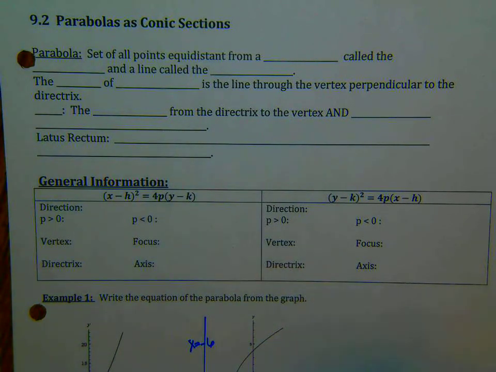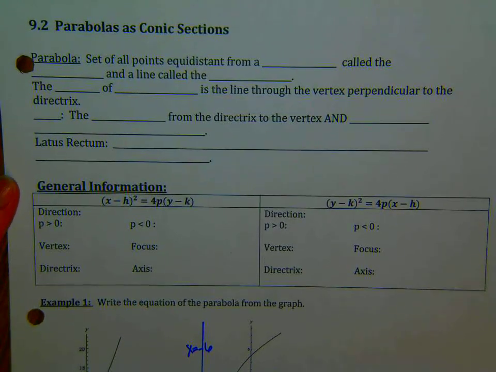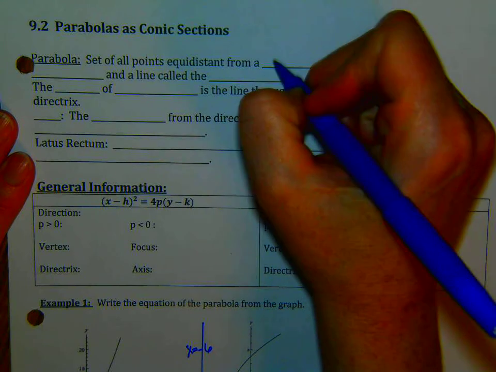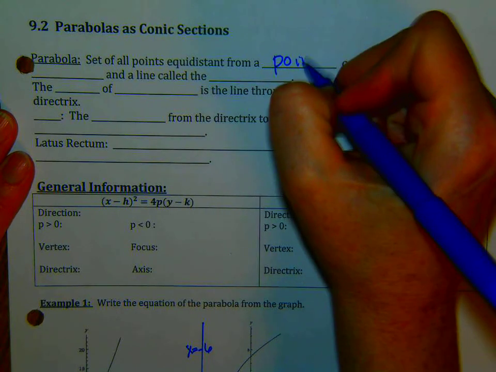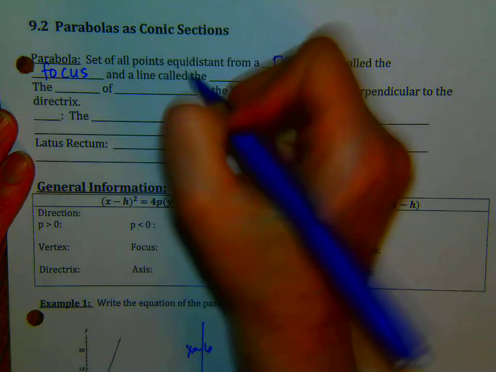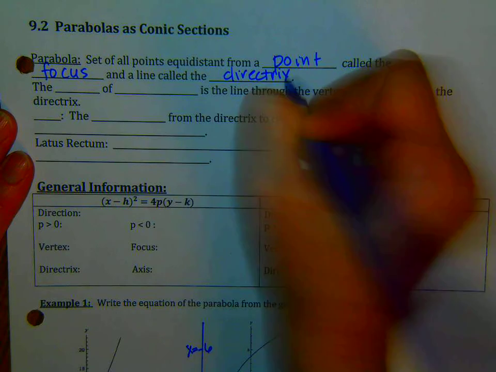Parabolas. We've done circles and ellipses. Now we're going to do parabolas. First of all, let's talk about what is a parabola. Well, it's the set of all points that are equally distant from a point called the focus and a line called the directrix. Well, what does that mean? Let's draw it and see what that looks like.